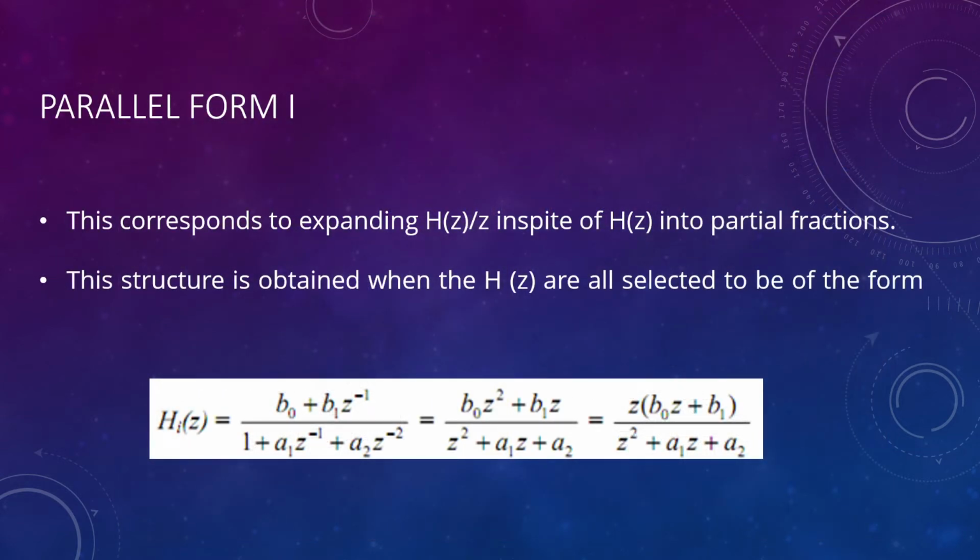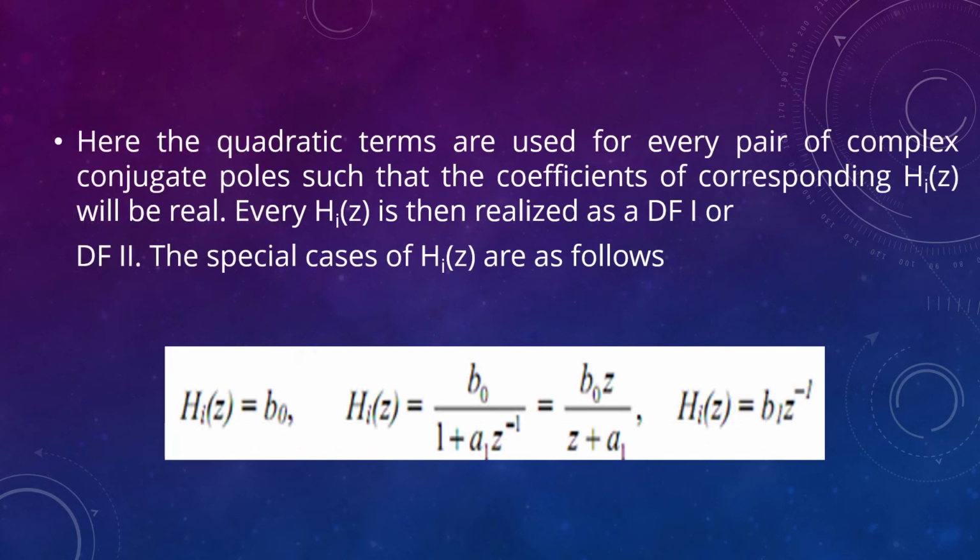This corresponds to expanding H(z)/z, in spite of H(z), into partial fractions. This structure is obtained when the Hi(z) are all selected to be of the form Hi(z) = (b0 + b1 z^-1)/(1 + a1 z^-1 + a2 z^-2). On expanding, we get z(b0 z + b1)/(z^2 + a1 z + a2). Here, the quadratic terms are used for every pair of complex conjugate poles such that the coefficients of the corresponding Hi(z) will be real.